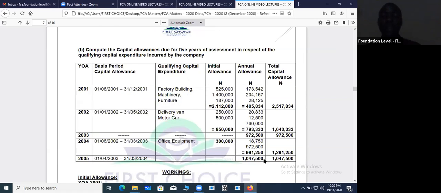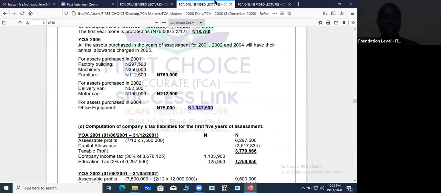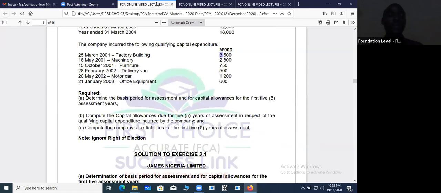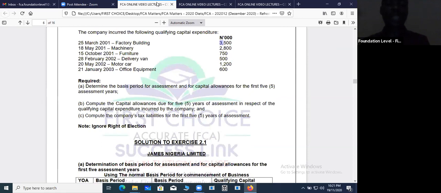That's what you have here. Since there is no initial allowance, you add them up, it becomes this same value. So I want you to go through all these workings so that you can understand. Now, the last question says, compute the company's tax liabilities for the first 5 years.